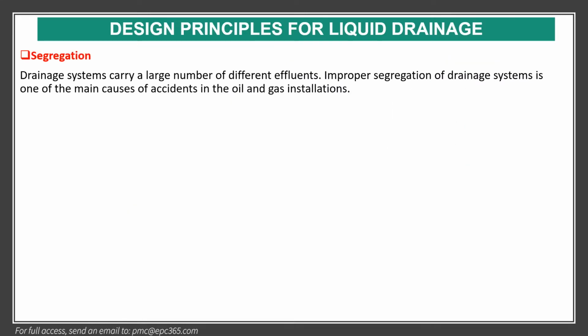A design principle for liquid drainage is segregation. What does segregation mean? It means the drainage system carries a large number of different effluents. Improper segregation of the drainage system is one of the main causes of accidents in oil and gas installations.